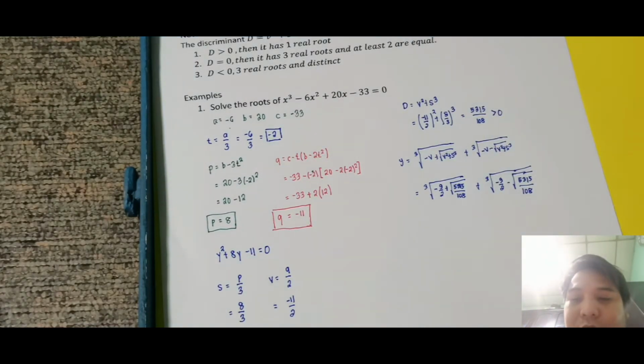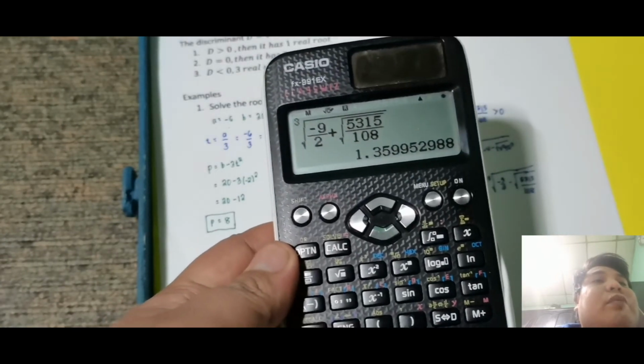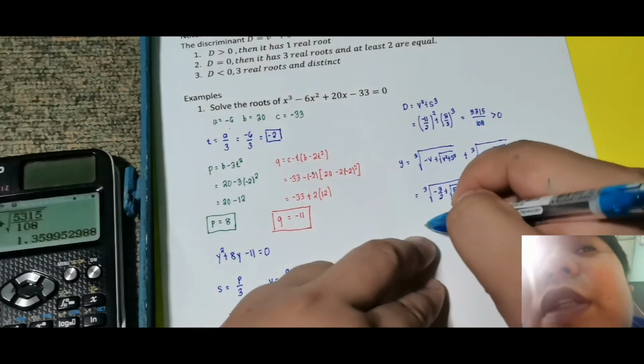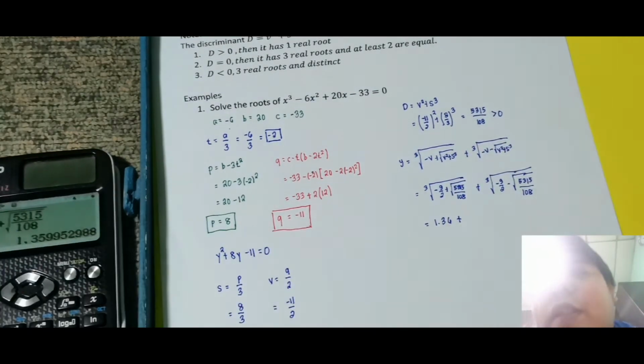So like me, I will just input it directly. So that is negative 11 over 2 plus the square root of 5315 over 108. Okay, so that is the first one. When I calculate it, it is 1.359 or 1.36, so the first one is 1.36. Okay, then plus the value of the other one.